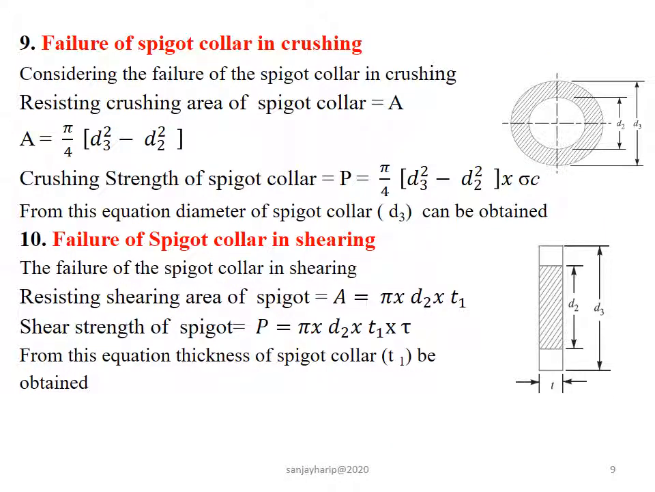Consider the failure of spigot collar in crushing as shown in the figure. The figure shows the weakest section of spigot collar due to crushing. This resisting area resists the crushing failure of the cotter. Thus, the diameter of spigot collar D3 can be obtained with the help of this equation. Weakest section of spigot collar is shown in the figure. So, we can calculate the thickness of spigot collar t1 with the help of this equation.